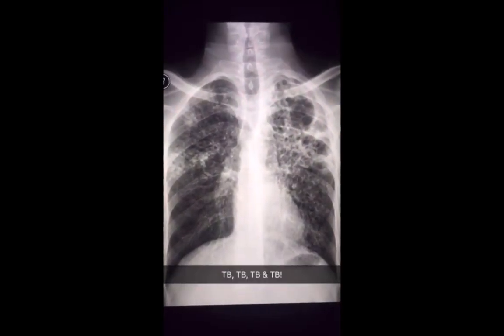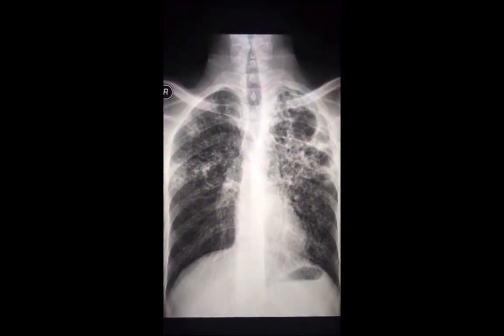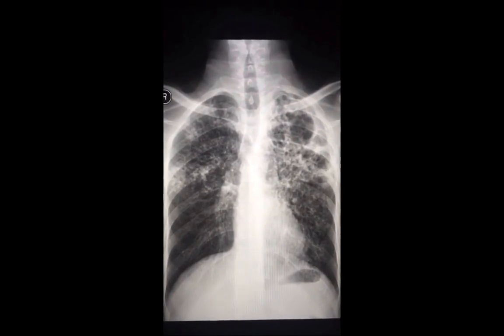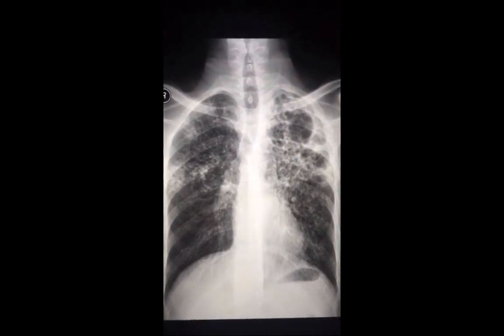The appearance is consistent with an infection, and you have to think about one main differential, and that is TB. So whenever you have a sick patient with bilateral apical cavitary abnormalities, you have to think about tuberculosis.